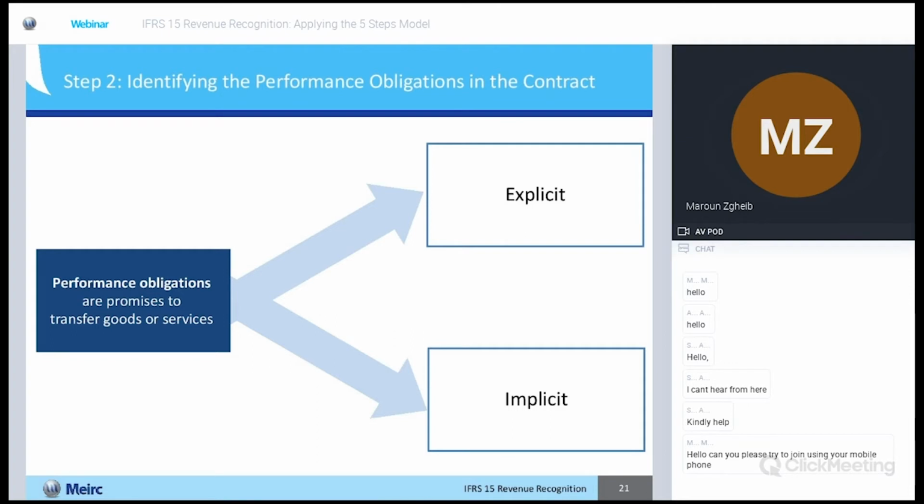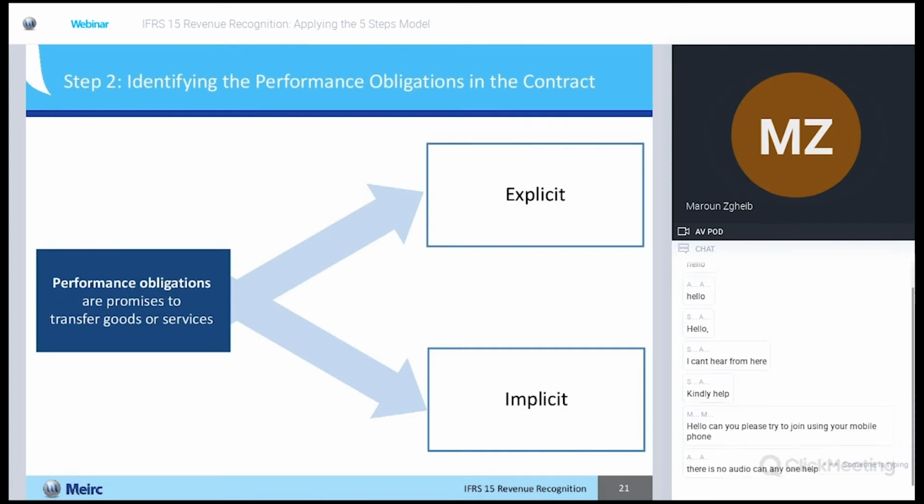The second step is to identify the performance obligations in the contract. Explaining what the performance obligation is is the most important step in revenue recognition, because based on the number of performance obligations, you will be able to allocate revenue later on. If I have one performance obligation, I'll allocate all the transaction price to it. But if you have more than one performance obligation, you will have to allocate the revenue to all of them in relation to the standalone price of each and every performance obligation.